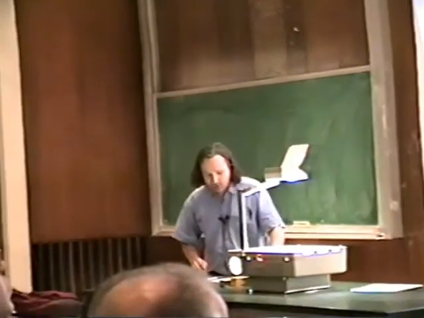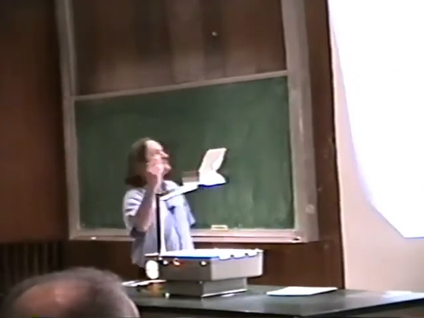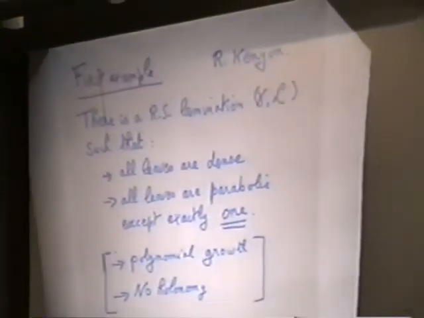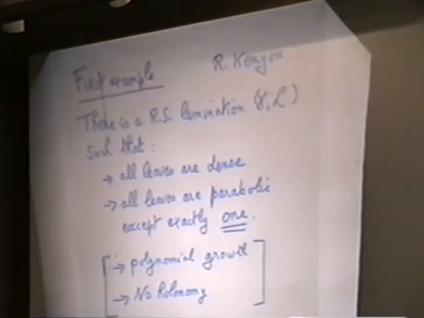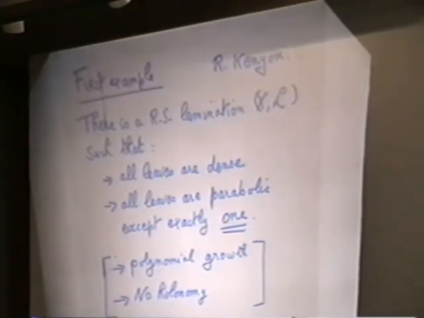So let me begin by the first one. This first example I'm going to describe, well, it's due to Rick Kenyon. He explained it to me, we discussed that, and we simplified it, and this is his example. I'm going to construct an example of a Riemann surface lamination on a compact space with the following properties. 1, all leaves are dense. 2, all leaves are parabolic except exactly 1, which is hyperbolic. And 2 more properties are written there, but this is not very important.